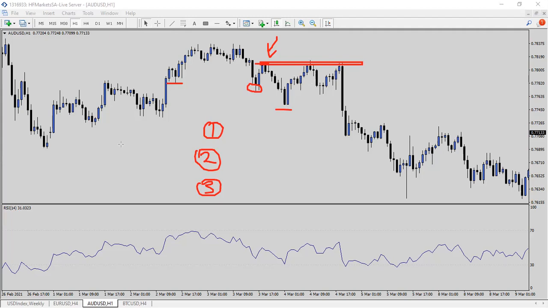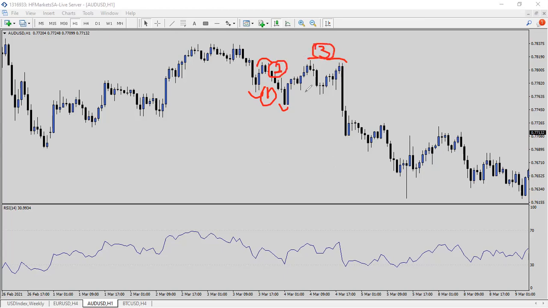Now, let's look at this. So now we've identified at this area, we've got 1, 2, 3. Oh, sorry. Let's just clear all of this off, right? So we know that market structure was broken here, a lower high and lower low was formed there, and it respected previous market structure there, right? So this would be number 1, this would be number 2, and this would be number 3, right?